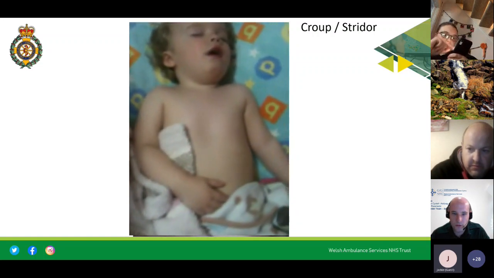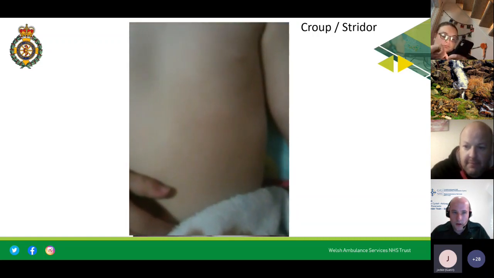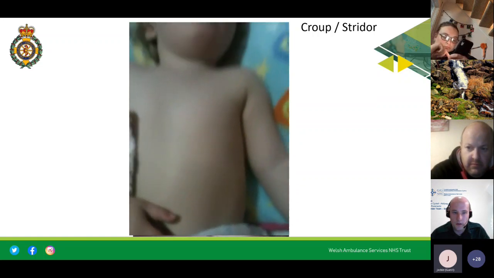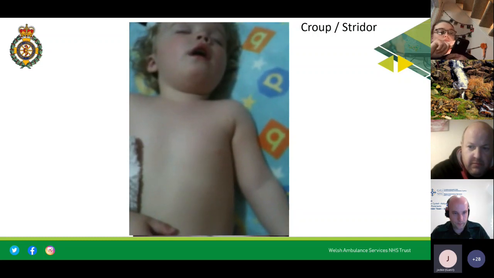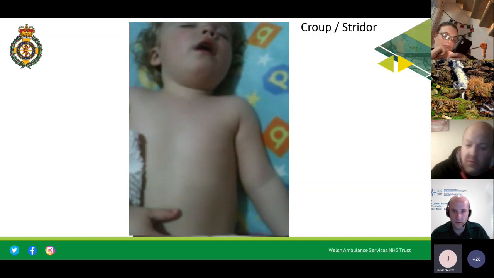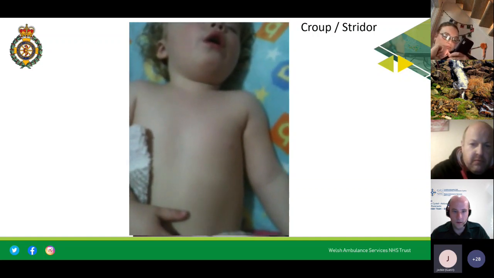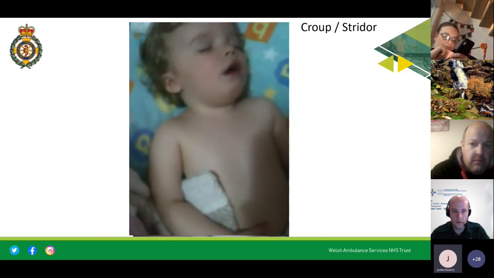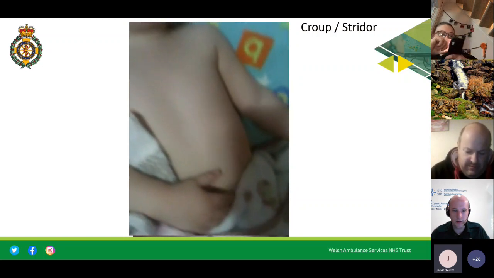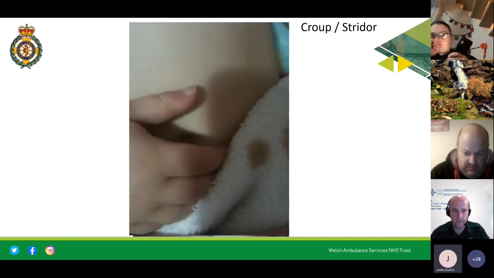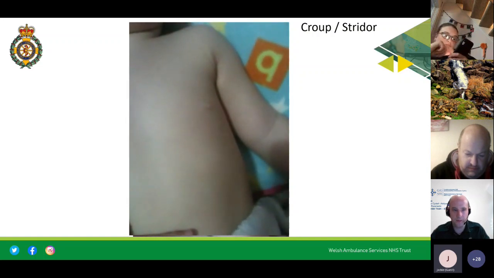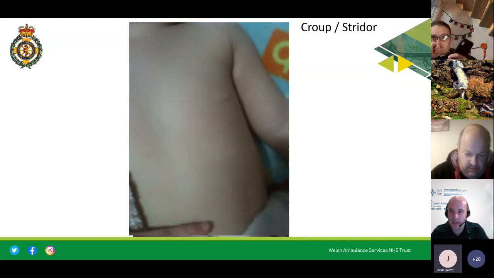Hopefully you can hear that stridor. So, the child looks really unwell, looks really tired, exhausted. It's using accessory muscles. You can see the chest moving. You can see the stomach doing all the work. There's a little bit of tracheal tug, and you can hear that stridor.